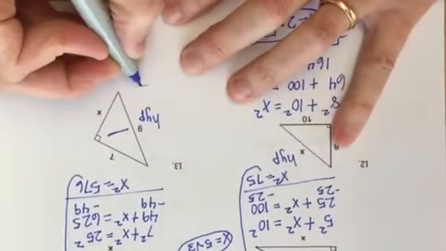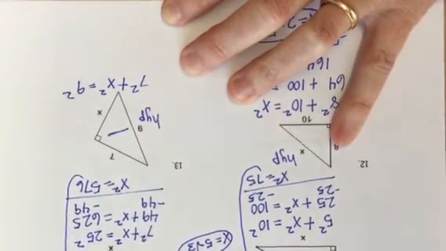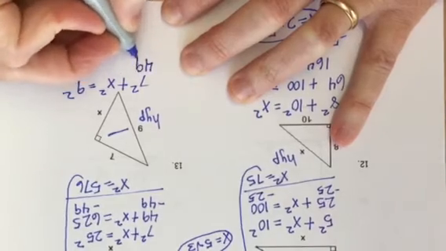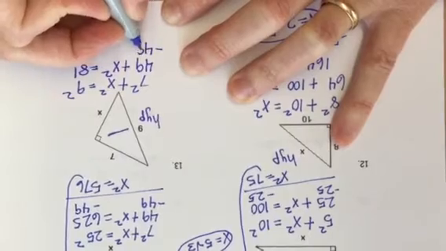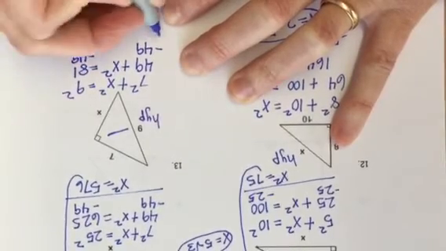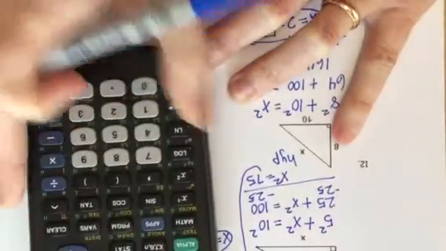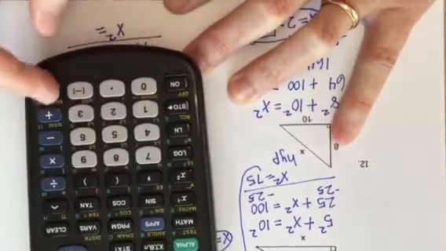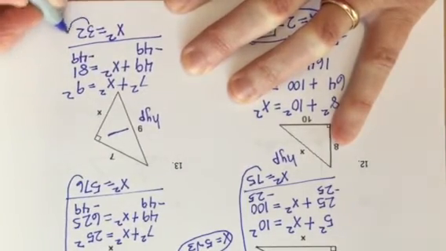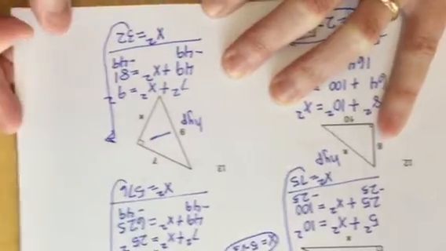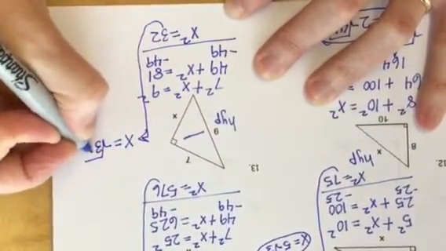This one's going to be 7 to the second power plus x to the second power equals 9 to the second power. So 49 plus x squared equals 81. Subtract 49 from both sides. 81 minus 49 is 32. Running out of paper over here. So x equals the square root of 32.